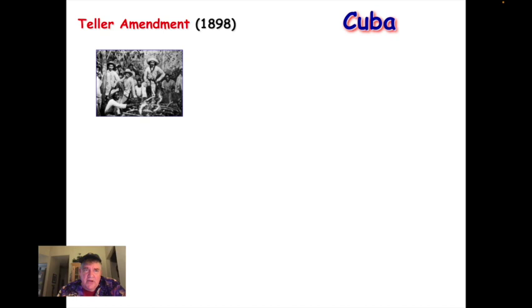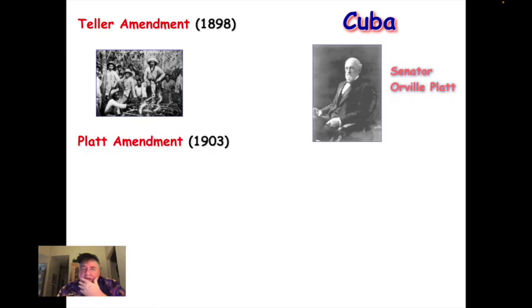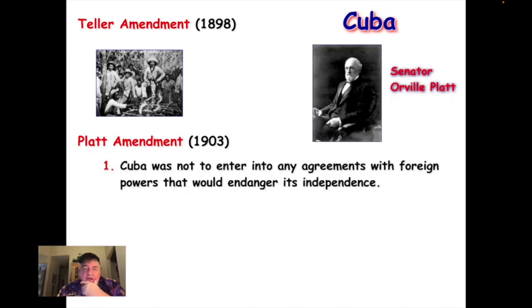So the Teller Amendment and the Platt Amendment are going to define what's the deal with Cuba. And Cuba, we're not going to own you. We're not going to have you as a territory. We're going to let you govern yourself in a sense, but you cannot go into any agreement with other foreign powers.